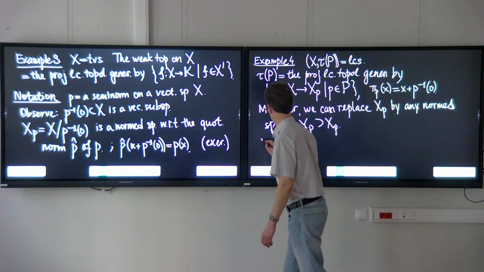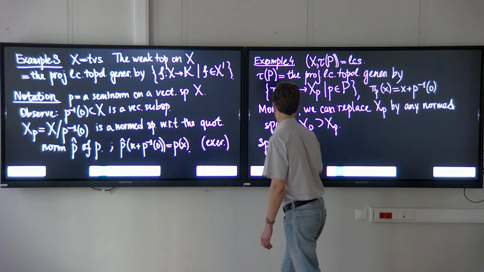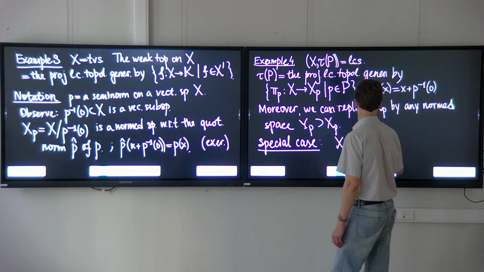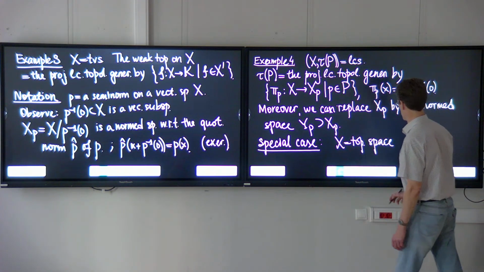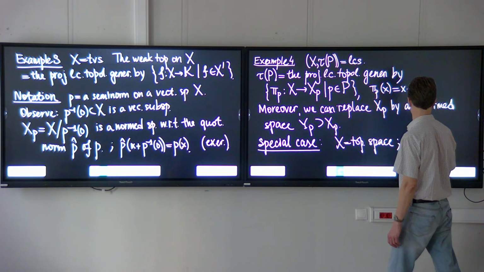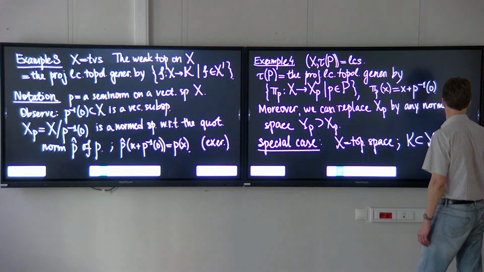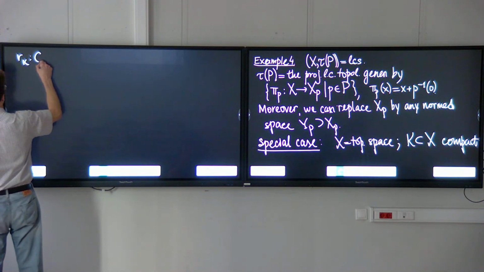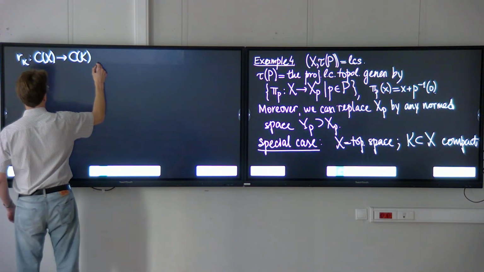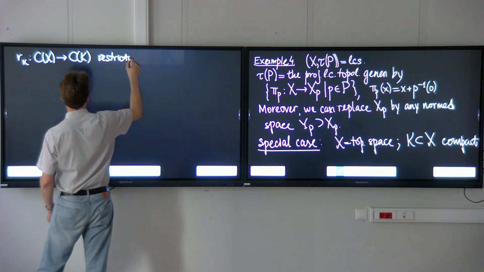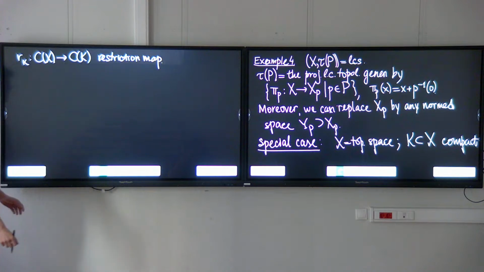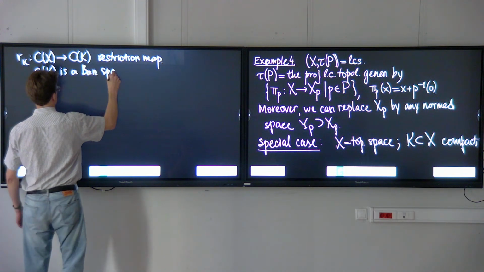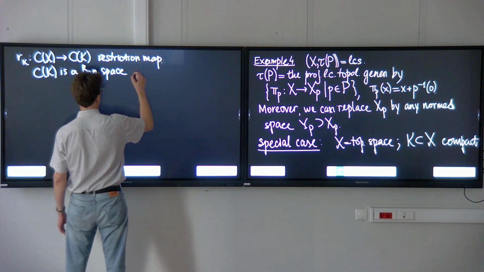Here's a concrete special case of this situation. Suppose that X is a topological space. And for every compact subset K of X, we can consider the restriction map R_K from C(X) to C(K). Now every C(K) is a Banach space, of course, with respect to the sup norm.